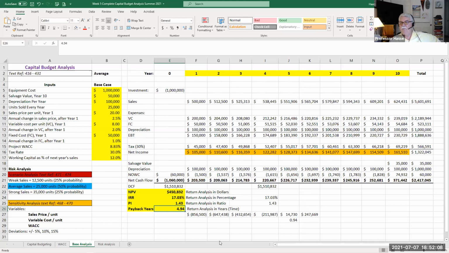Ford Motor Company will not invest in a new car factory unless the internal rate of return is at least double the cost of capital. So these are standards that companies set in their cultures, in their strategic thinking, that drive their decisions of investment.